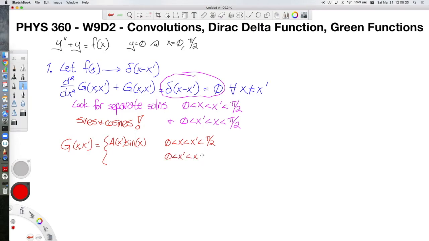For the other side of x prime, where x is between x prime and pi over 2, well, y equals 0 at x equals pi over 2, so this Green's function must also be 0 at pi over 2, which happens when we have a cosine of x. But once again, we could have a coefficient there, B of x prime, some function in terms of x prime. So now we want to try to match this function at that point, x equals x prime, because our function G of x and x prime can have cusps, but no discontinuities.